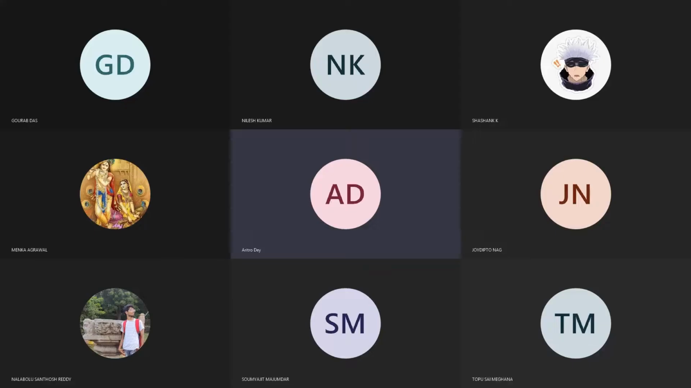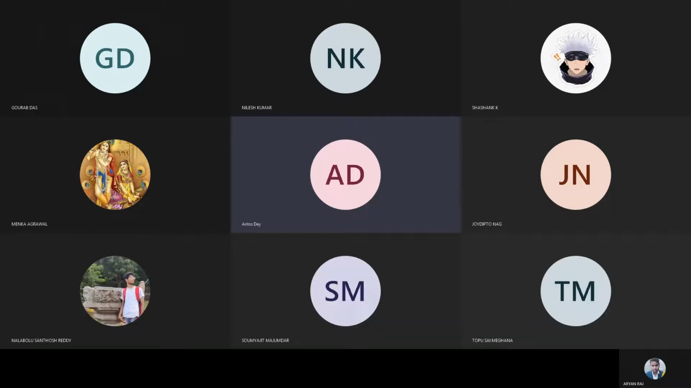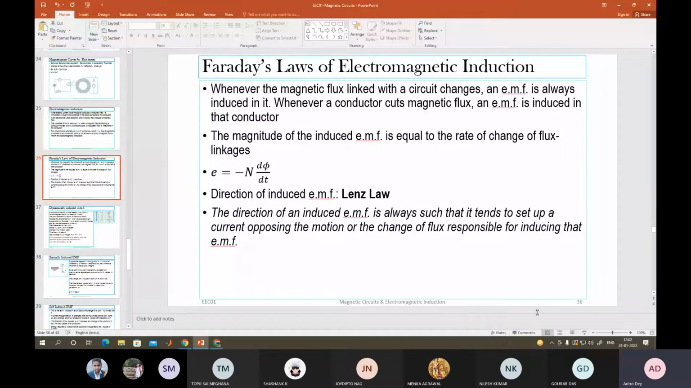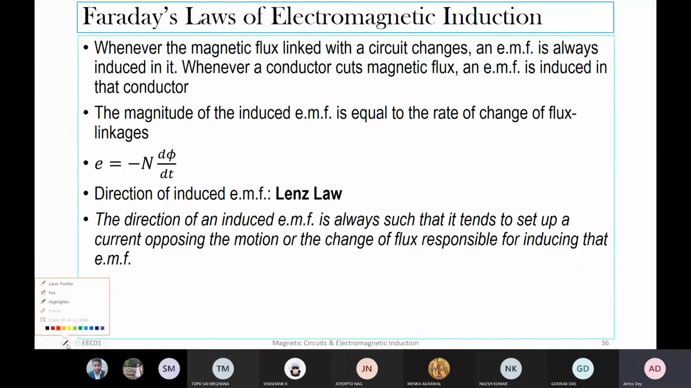Today we'll be quickly going through what electromagnetic induction is, and then how we get inductance, self-inductance, mutual inductance, all those things. So this is Faraday's law of electromagnetic induction, I think it is known to everyone, right? Here we can say that whenever the magnetic flux linked with a circuit changes, that means whenever there is a rate of change of flux, then an EMF is always induced in it, whenever a conductor cuts the magnetic flux.